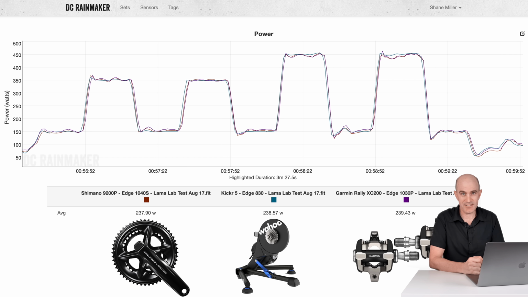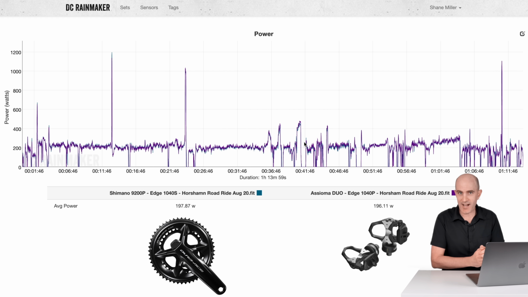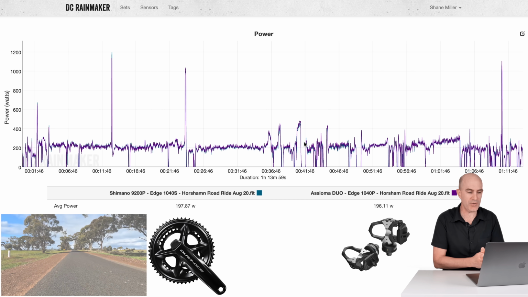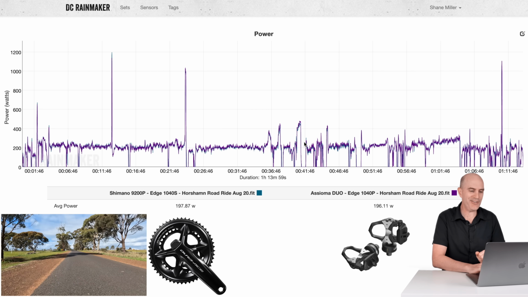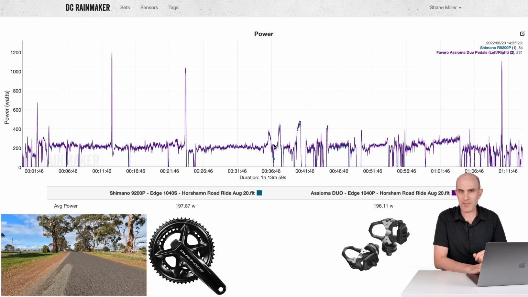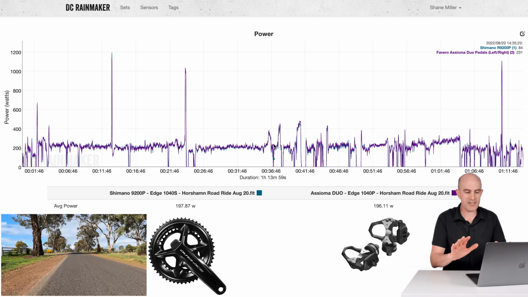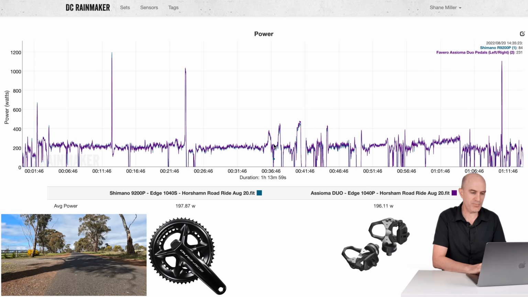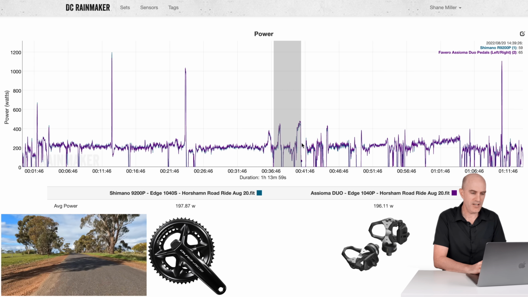Not ideal. Data set number 6, and this was from an outdoor ride with a second set of ASEAN Duos. I have multiple pairs, so this is the fourth pedal-based system that I've compared the Shimano 9200P to. Nice flat riding out there in Horsham, great for fast Ks. And another pain point was found. There are some small hills out on this plush Hannon's Loop. If you're a local, you know where it is.